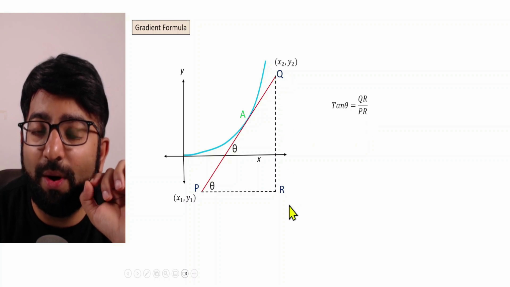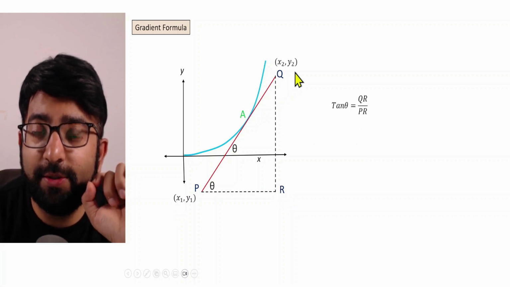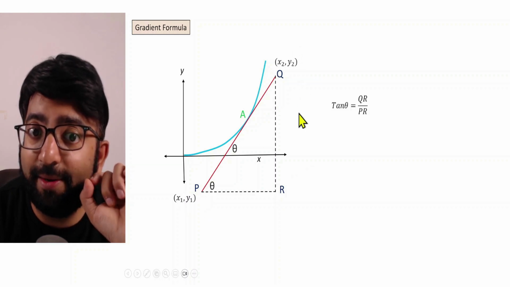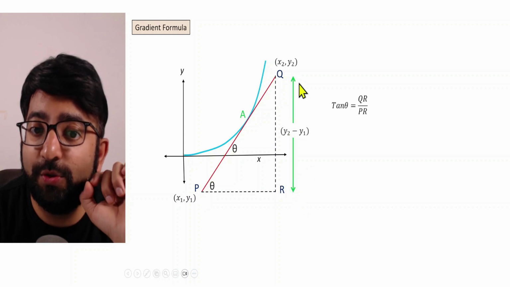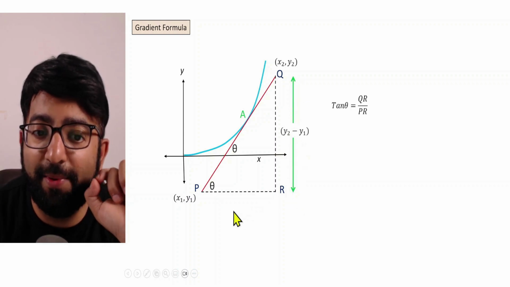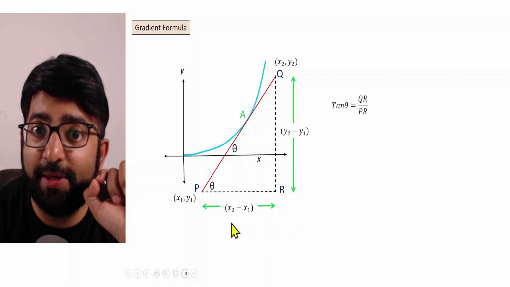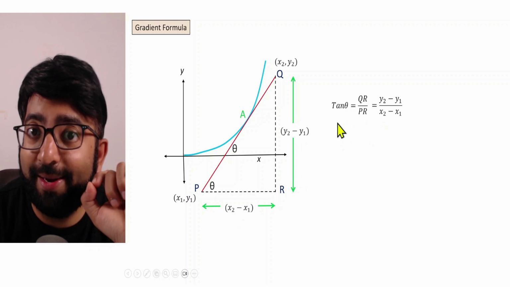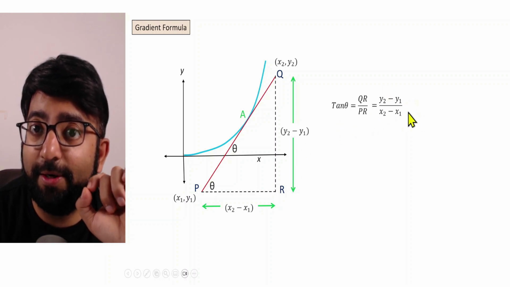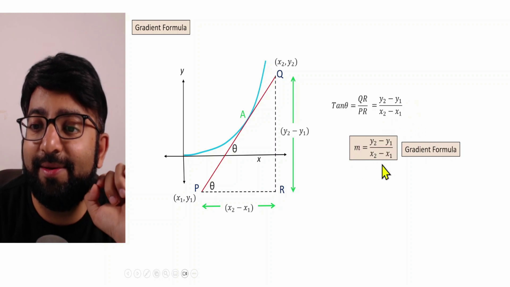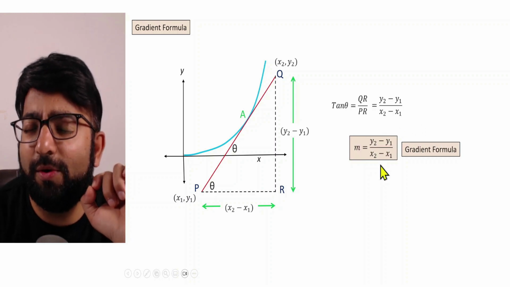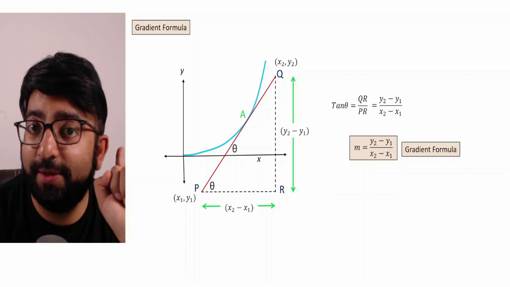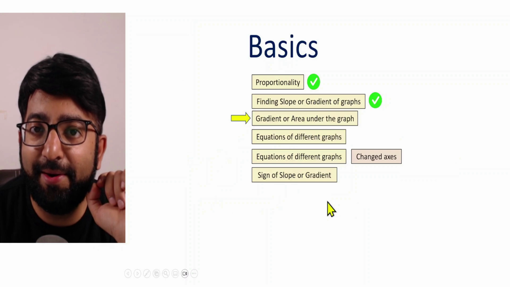So what is the length QR? For that, we will be using the coordinates. Q has a y coordinate of y2 and P has a y coordinate of y1. So if we subtract them, that will give us the length of QR. So QR is y2 minus y1. Similarly, PR, the horizontal distance, will be x2 minus x1. So if we put these expressions in the formula, we are going to get tan theta is y2 minus y1 divided by x2 minus x1. And this is that gradient formula which we are aware of, which is also called the rise upon run formula. And this is how we figure out the gradient either using the graphical way or directly using the gradient formula.